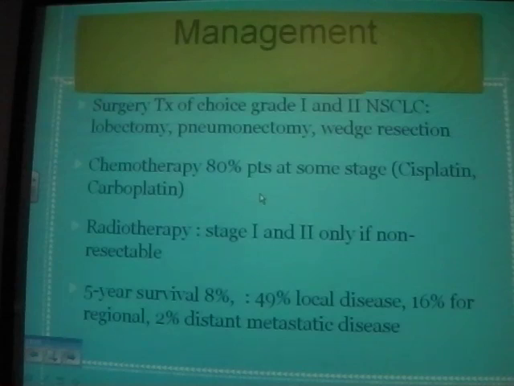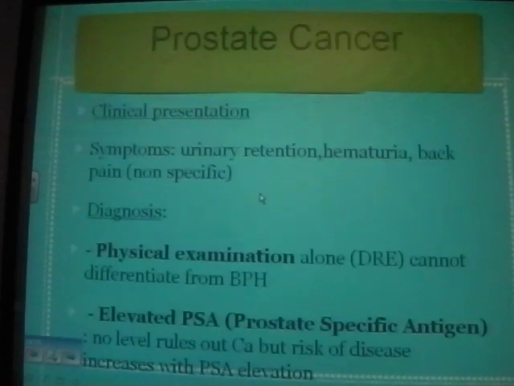The 5-year survival is not that great. I mean, it's very variable. Localized disease has quite a good prognosis, with 1 in 2 patients surviving quite a while. It's 16% for regional metastatic changes, and only 2%, for example, for distant metastatic disease. So it's still quite a poor prognosis.